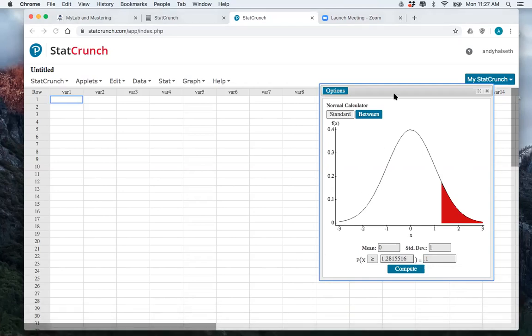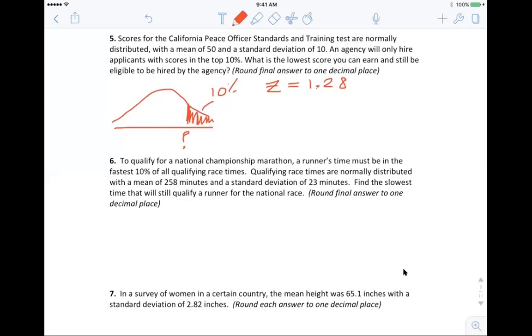So I can go back to my problem and work that out. Okay, so I have the z is 1.28. And again, that was using StatCrunch. Now there's a formula that converts z-scores into raw scores. It's x equals z times sigma plus mu. That's really a rearrangement of the z-score formula algebraically, but use that formula for this section.